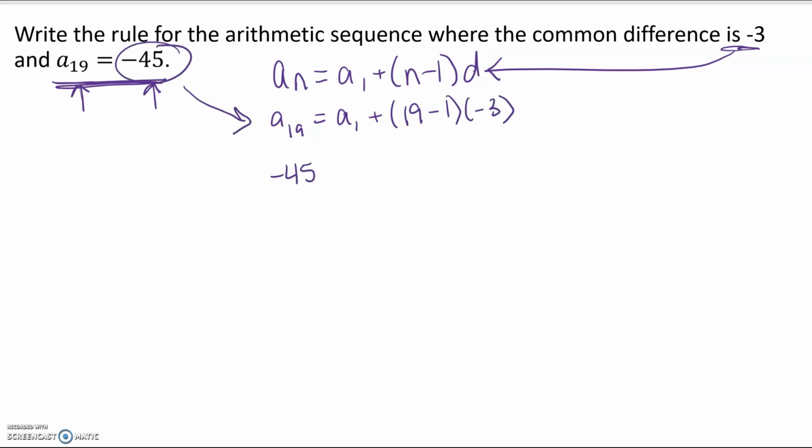So I'm going to go ahead and plug that in there. I'm going to simplify this to 18 times negative 3. When I solve this and move that over to the other side, I get that my first term is 9.